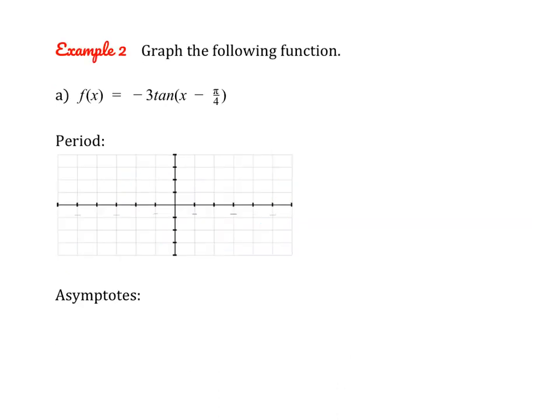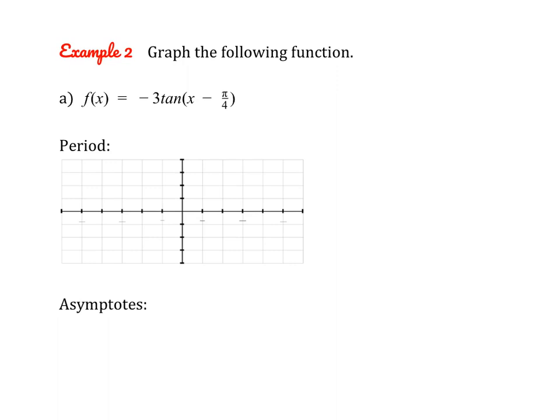Okay, so let's try another one together. So you'll see here that we have different types of transformations. We have a vertical reflection, we have another vertical stretch, and this time we have a shift. So let's start by talking about the period. I don't see any value multiplied to x, so that means our period is going to stay pi. So the scale of my graph, I'm going to split that into 4 parts, is pi over 4.